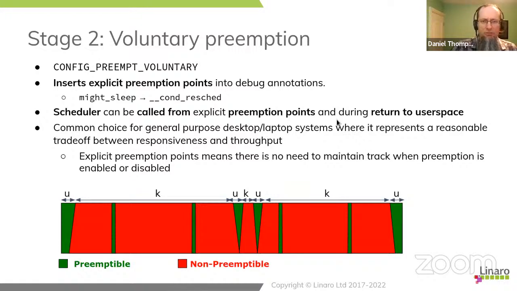Like I said, this is a common setting for desktops and laptops, and we can diagram it kind of like this. The kernel still stays in these red sections for relatively long periods, but every time we call might sleep, we have this opportunity to preempt, and that is going to significantly reduce latency on any kernel code path that hits might sleep. There isn't, however, a plan to hit might sleep. It is simply using debug annotations. So it's certainly possible to have system calls that run for a long time anyway, because they never try and contend on a mutex.